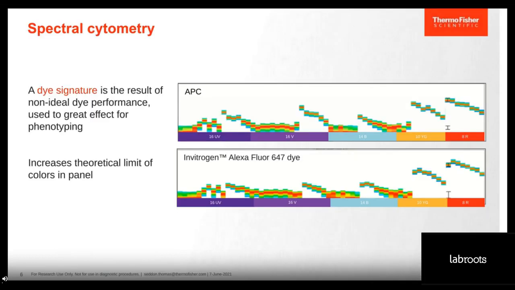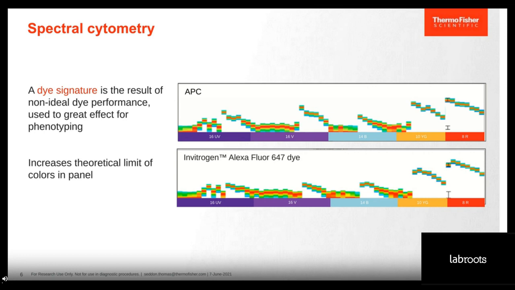To look in more detail at this idea of spectral cytometry, this shows two different dyes that have been acquired on the Cytek Aurora. At top there's APC and the other is Alexa Fluor 647. Generally, on a conventional instrument, you would just detect these in a similar channel, but with spectral cytometry, you can actually distinguish the two because you're basically taking advantage of non-ideal dye performance.